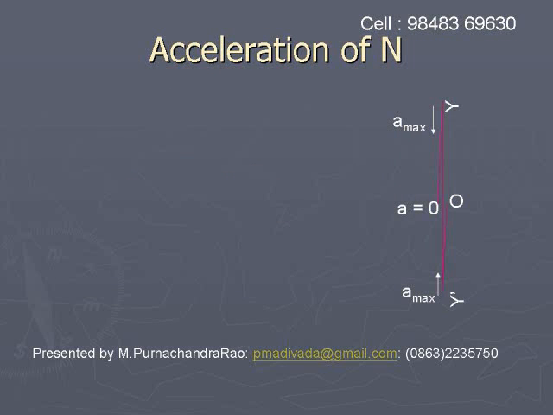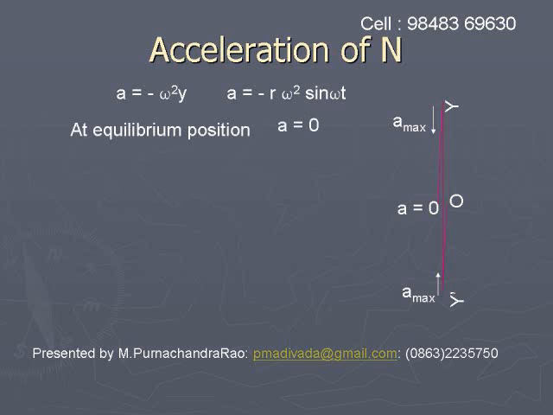Variation of acceleration of N. We know that the acceleration relation for N is a is equal to minus omega square y, or a is minus r omega square sin omega t, or a is equal to minus omega square y. When the particle is at O, the displacement is 0, hence the acceleration is 0. Acceleration will be 0 when the particle is at O.